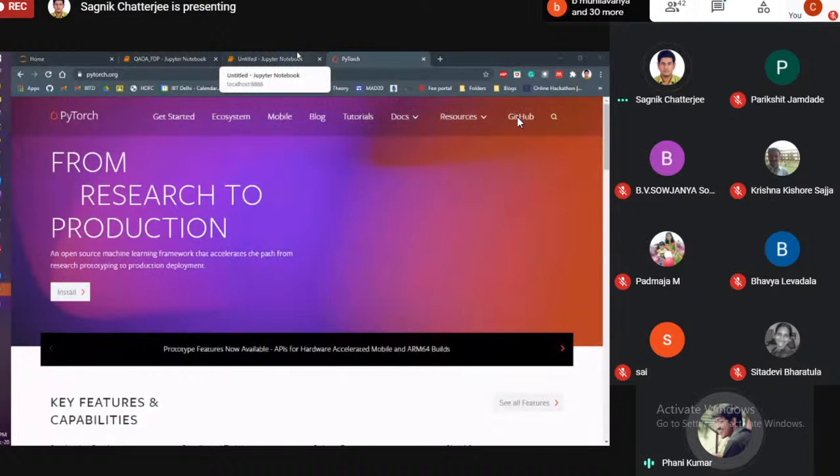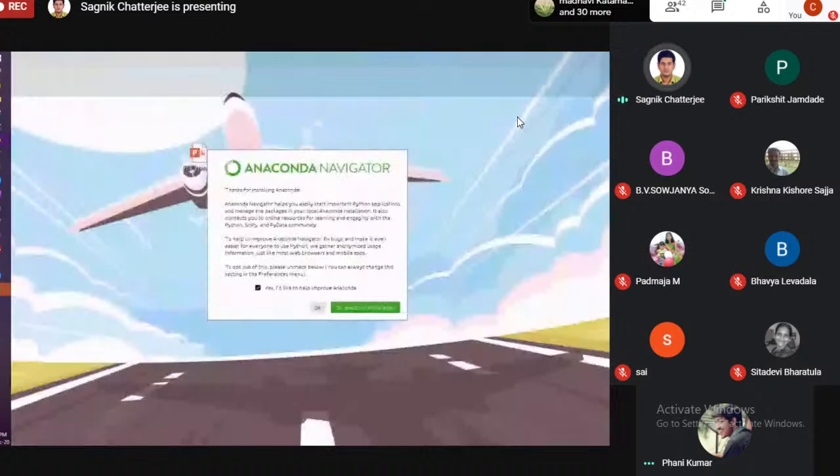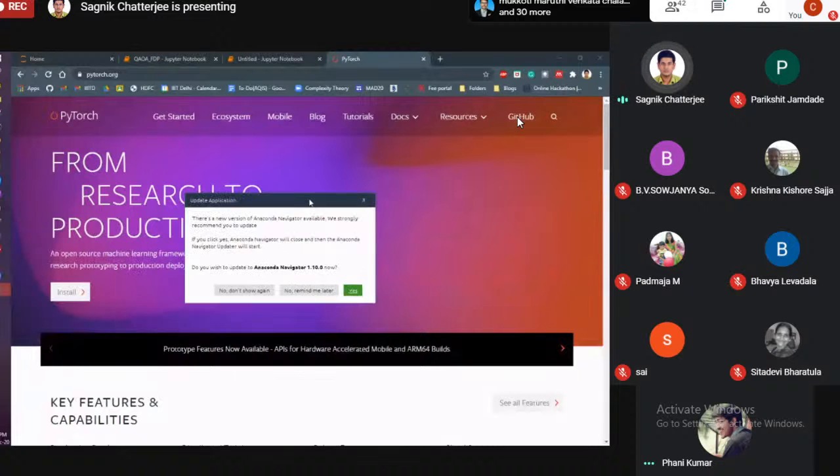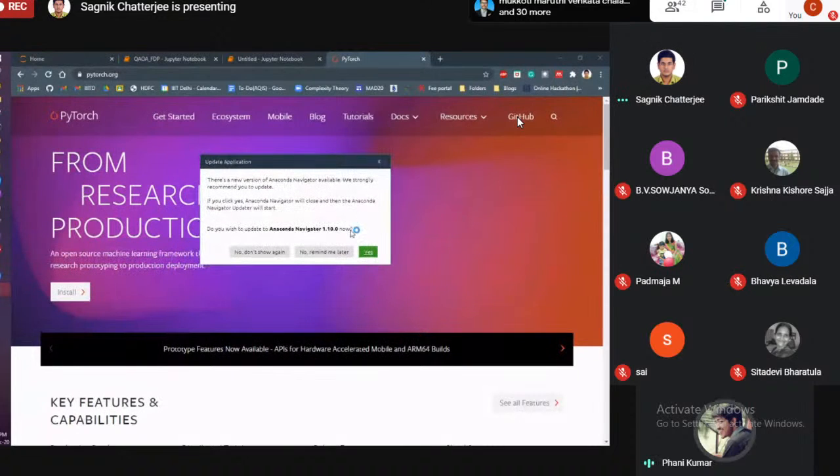CUDA is nothing but an NVIDIA thing. I don't have an NVIDIA graphics card, I have an AMD graphics card. So anyway, I cannot use CUDA, so there is no boost to my GPU. So this is a warning for everyone out there.